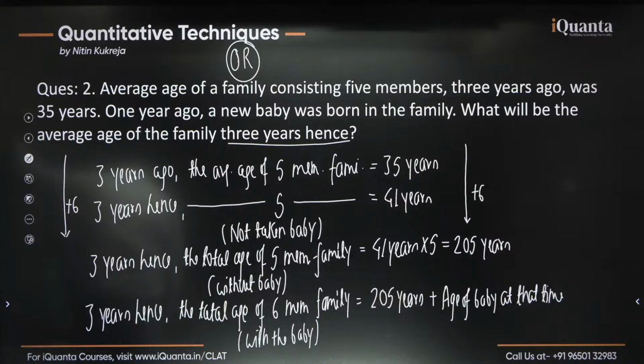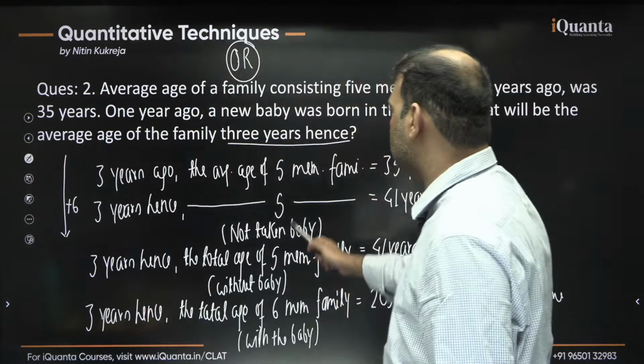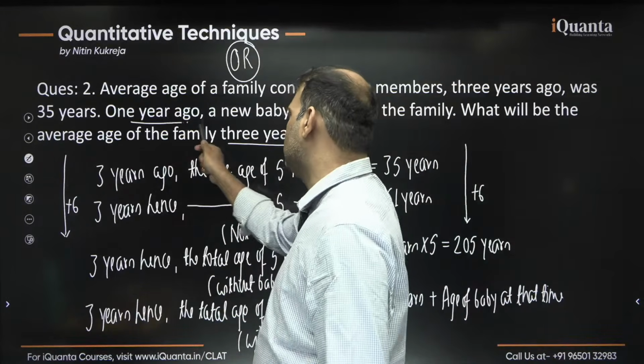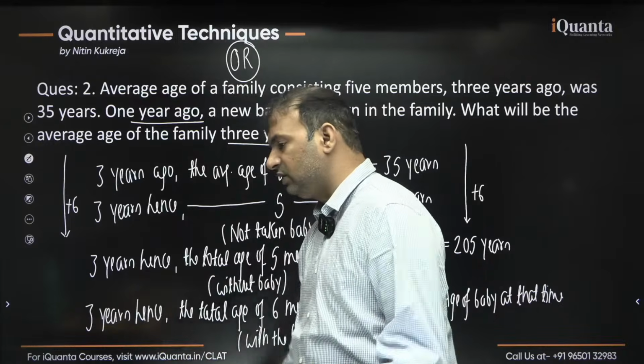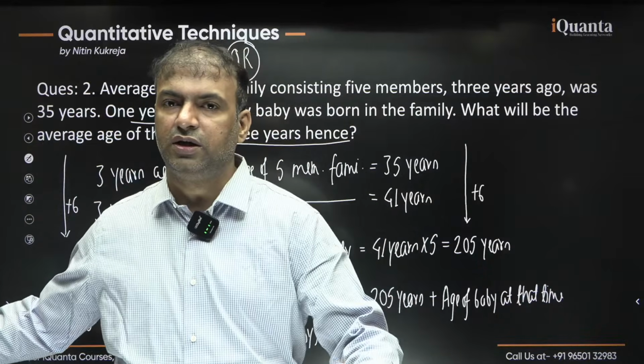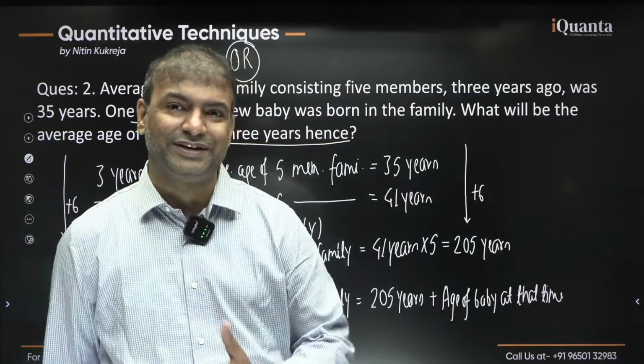Okay, remember guys, the baby was born when? Baby was born 1 year ago, right? And this is a time of 3 years hence, right? So the baby was born 1 year ago, and we are calculating the time which is 3 years hence. So guys, the age of the baby should be 4, right? Some people say 2, but it is 4, okay?